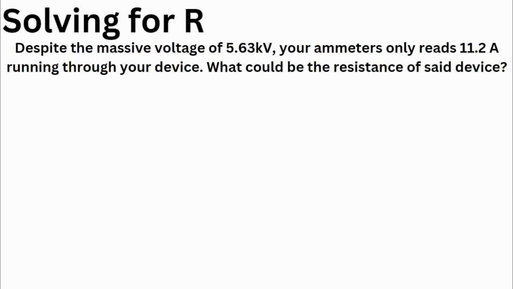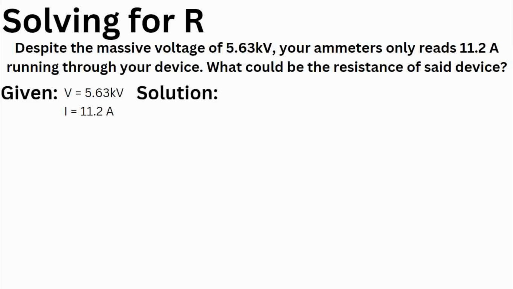Next problem. Despite the massive voltage of 5.63 kilovolts, your ammeter, a tool that's used to read current, only reads 11.2 amperes. What could be the resistance of said device? So what's our given? Our voltage is 5.63 kilovolts, and our current is 11.2 amperes. So what's our solution? Again, R is equivalent to voltage divided by current.